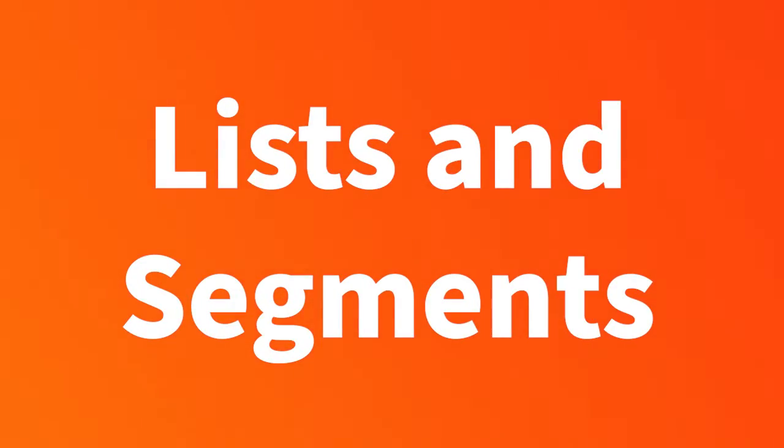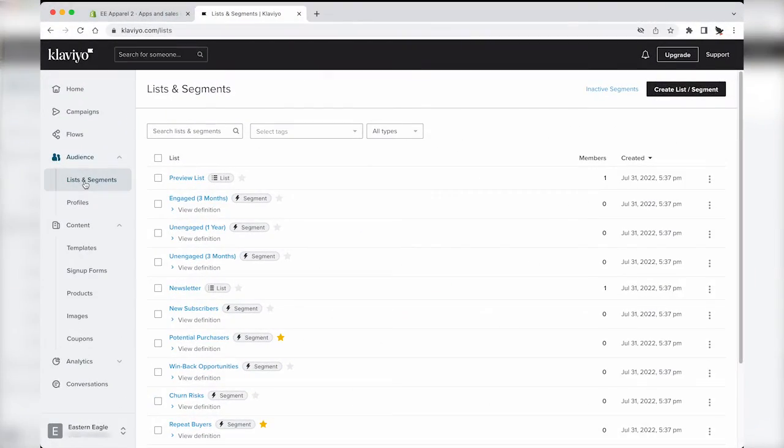Okay, so that's it. Our account's set up. Now we need to set up lists and segments. The Klaviyo account has now been created and is connected to your e-commerce store backend. I want to finish the connection to our Shopify backend, but first we need to set up some lists and segments. From the Klaviyo homepage, under Audience, click Lists and Segments.